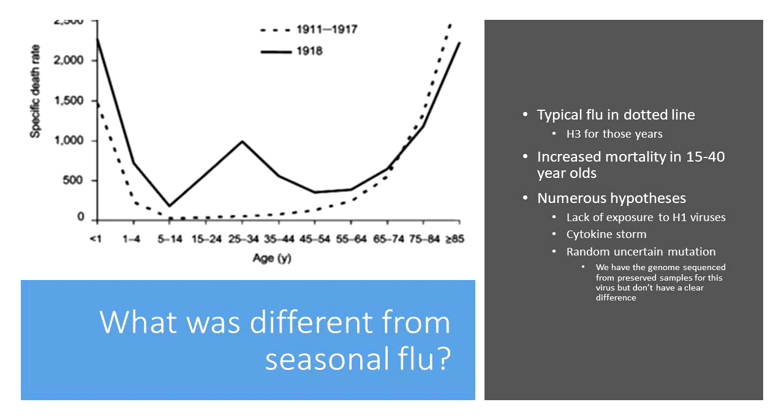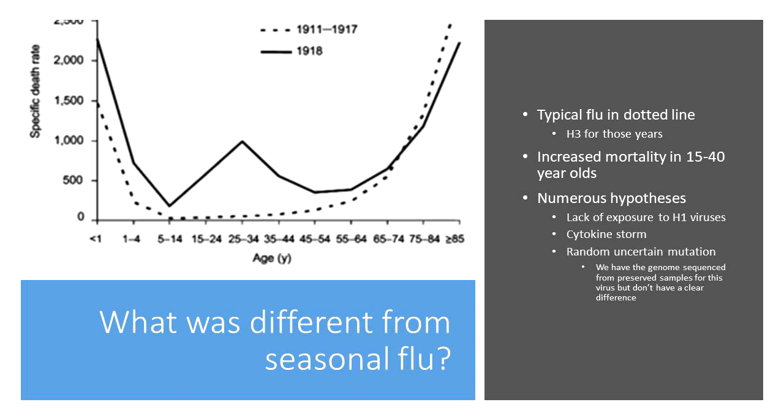So the typical strain of flu in those days, you can see the dotted line is the 1911 to 1917 statistics, and to this day, this is mostly the graph you'll see. Influenza tends to affect the very young and the very old, and not be particularly virulent for those in the middle. But this one had that peak.